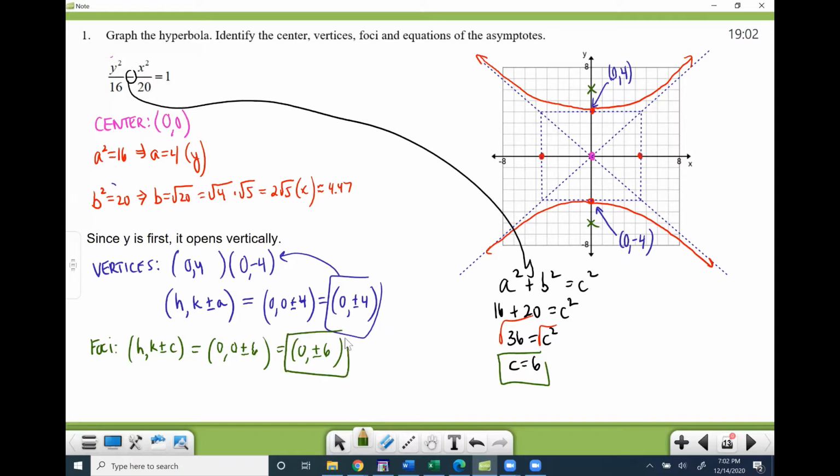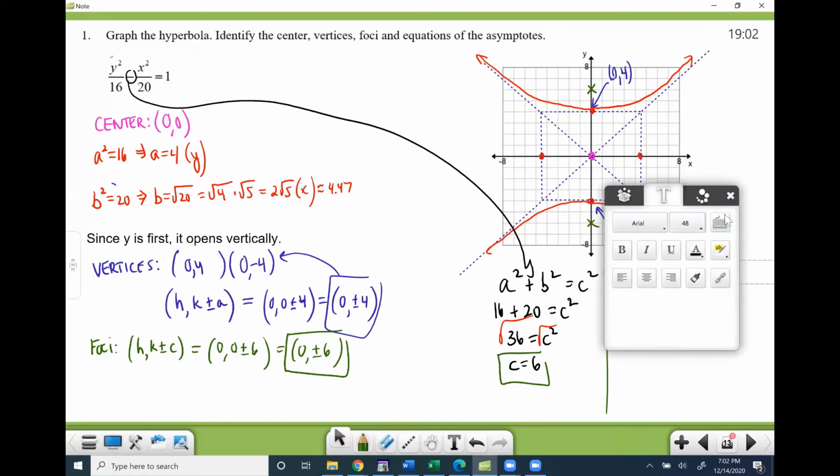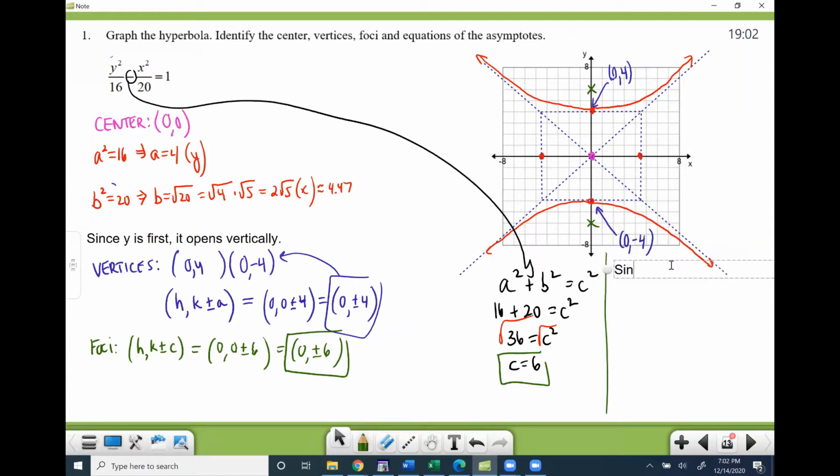All right. Then get the equations for the asymptotes. So John is right. Since y is first, it is going to be yabba dabba doo. Okay. So since y is first, dare I spell that? Yabba dabba doo. All right, I'm going with it.